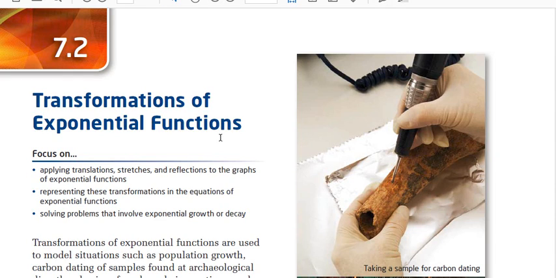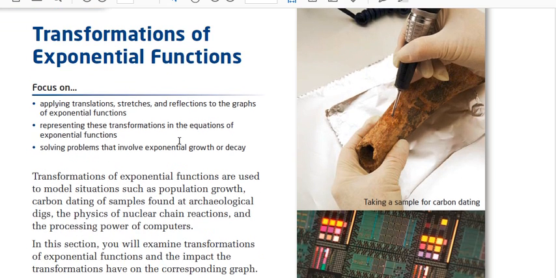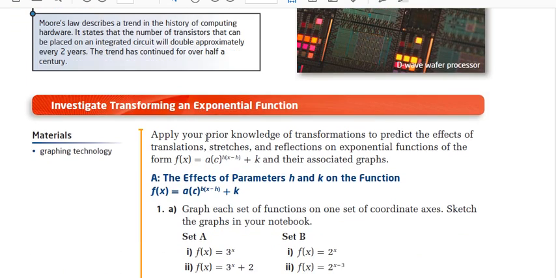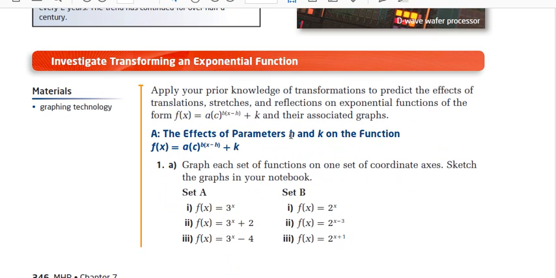Alright, so this lesson 7.2, we're talking about transforming exponential functions. Alright, transformations of exponential functions. We've talked a lot about transformations of functions in this course already. So we are going to take a look specifically at the transformations that are associated with an exponential function right here. Okay, that's what we're looking at.